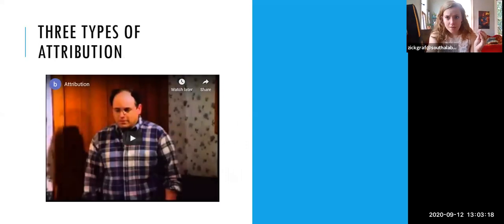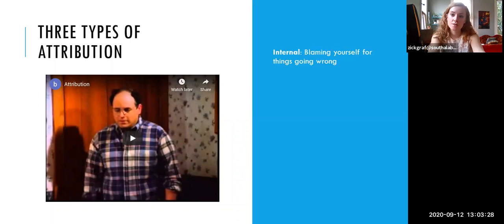So in the context of depression, there are three broad categories of attribution that are important in informing a negative or positive worldview. The first is internal attributions, and this is when something in the environment goes wrong. People with a negative cognitive style are more likely to instinctively blame themselves.